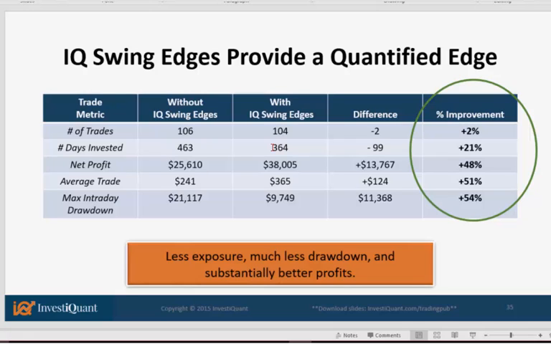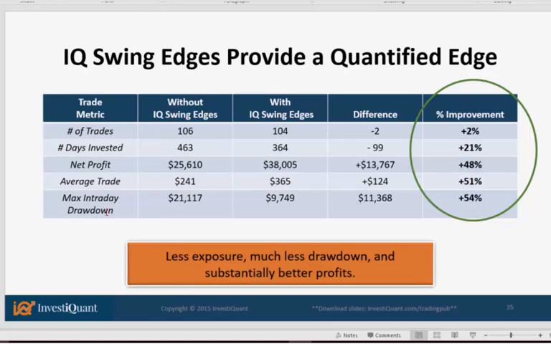Now, this would be reduced more if I was more strict with the criteria, if I did the 55 and 1.3, for instance. But I was pretty loose with the criteria, so we only reduced the number of trading days by 21%. But even just reducing it that much, we saw profits increase nearly 50%.